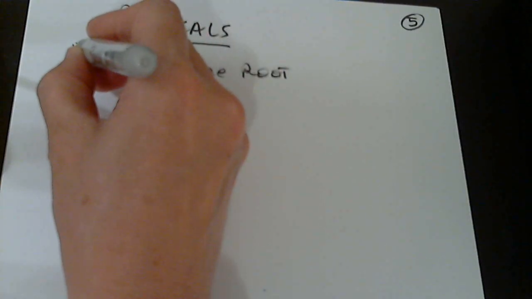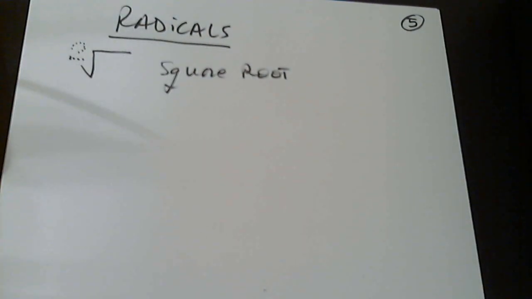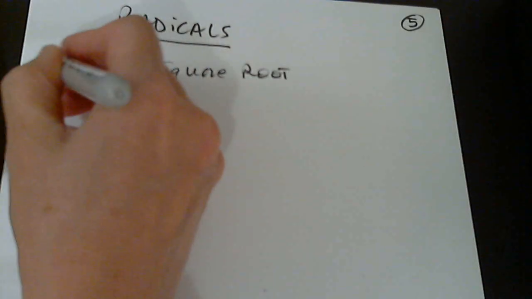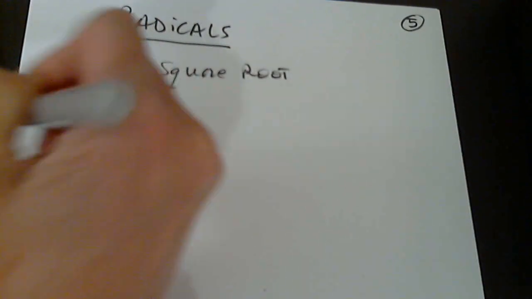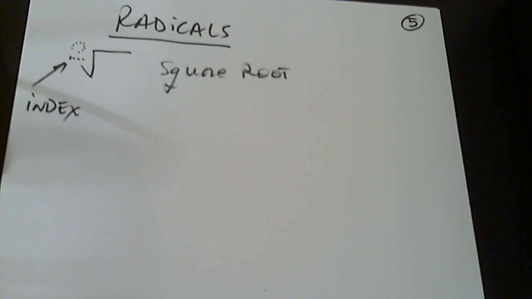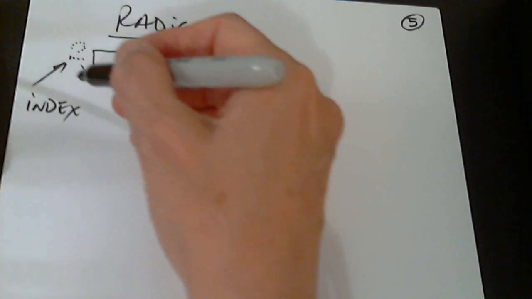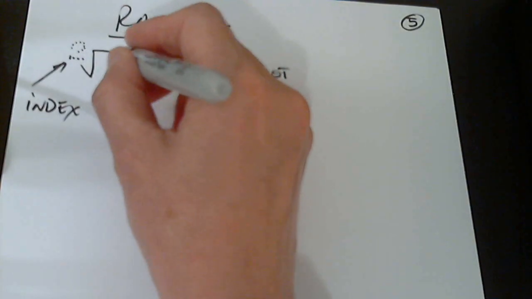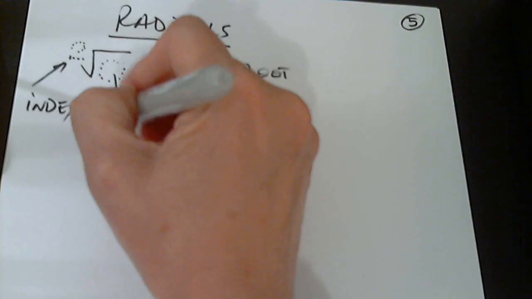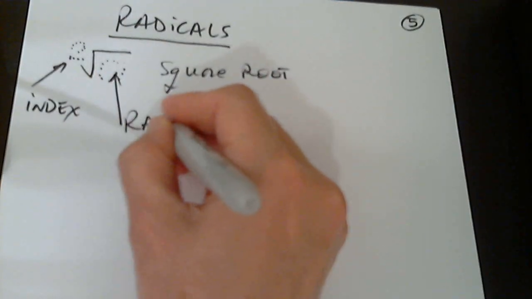There is a 2 in here, but we do not write it. So that is what it's called, the index. But it's 2 because it's the square root. This is the radical symbol. And what's in here is called the radicand.